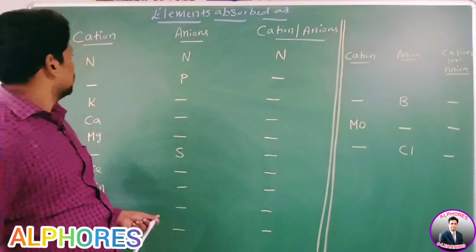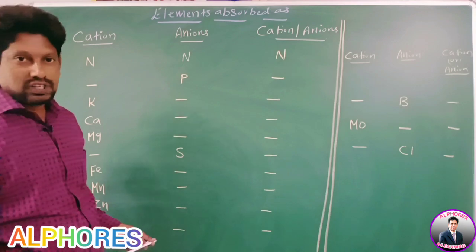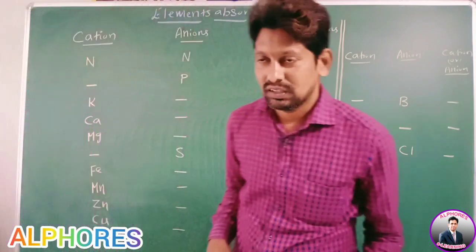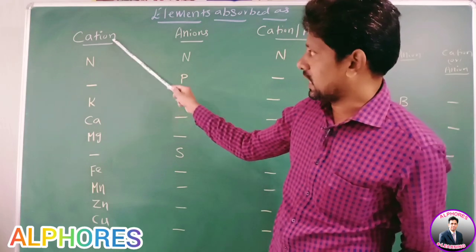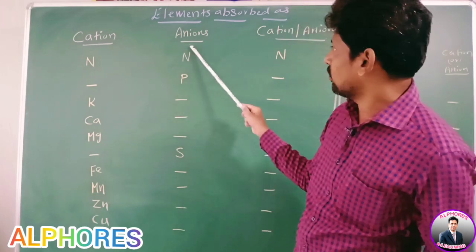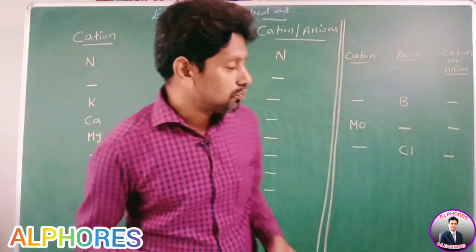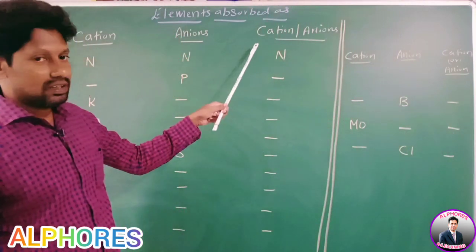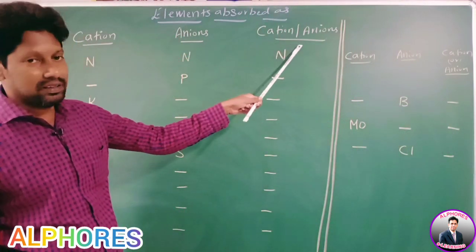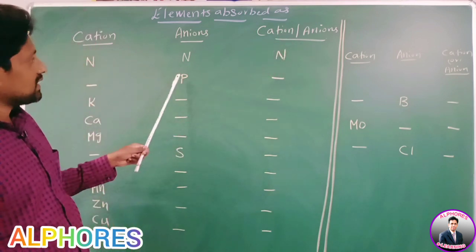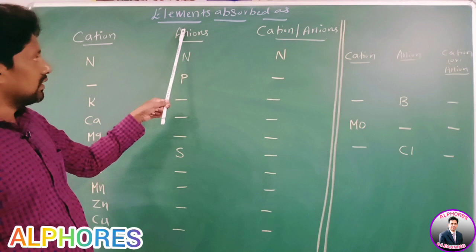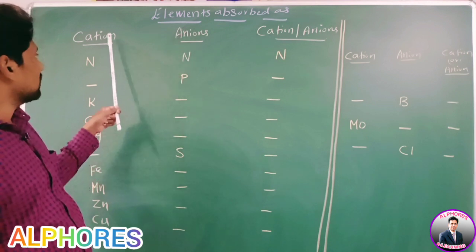Now see here. Take nitrogen. The plant can absorb nitrogen in cation form or anion form. It means the plant can absorb nitrogen either in cation form or in anion form. Okay. Now take phosphorus. The plant absorbs phosphorus only in anion form, not in cation form.